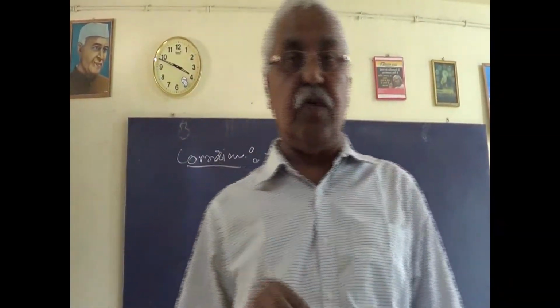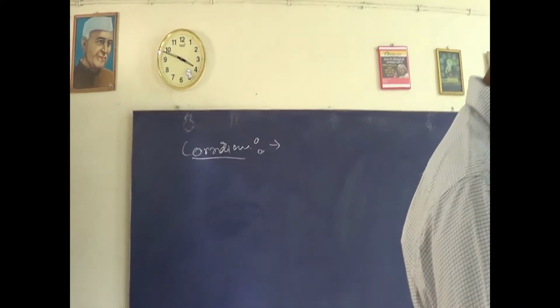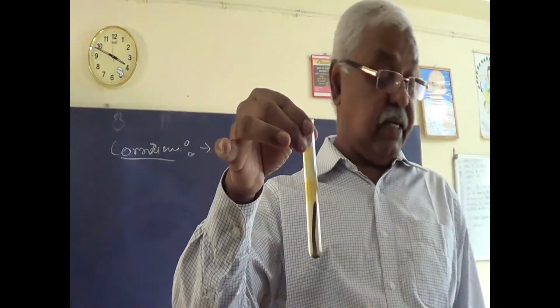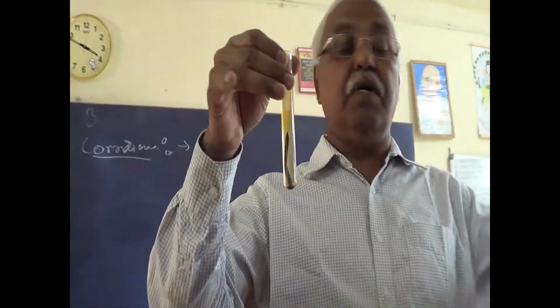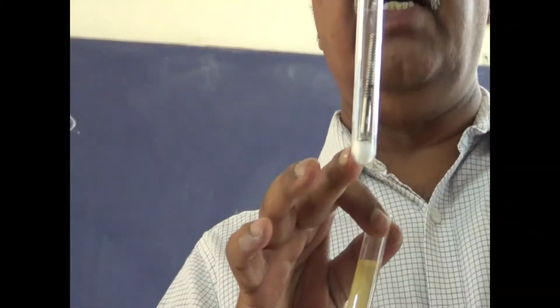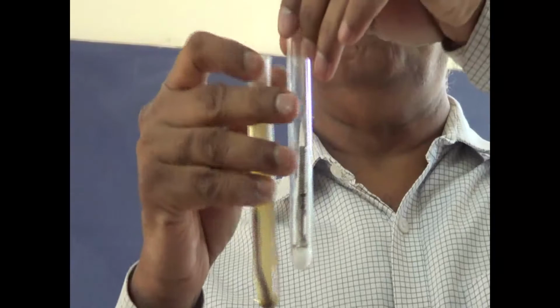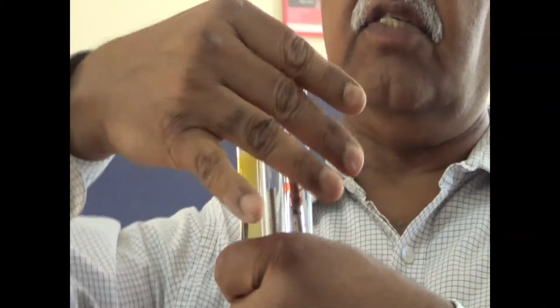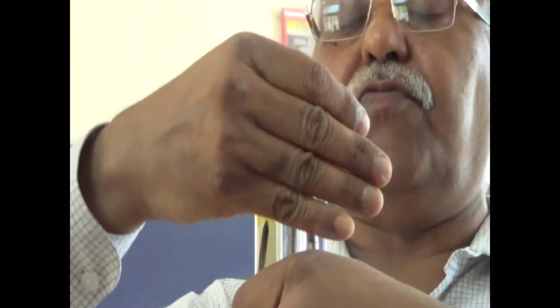See, for example, I will show you one activity here. I took an iron nail in a test tube. In another test tube, I kept anhydrous calcium chloride and the nail. In the third test tube, I kept water, and over the water, there is oil. Now you might be wondering in which case corrosion will be faster. In all these three cases, which will have the fastest rate of corrosion?